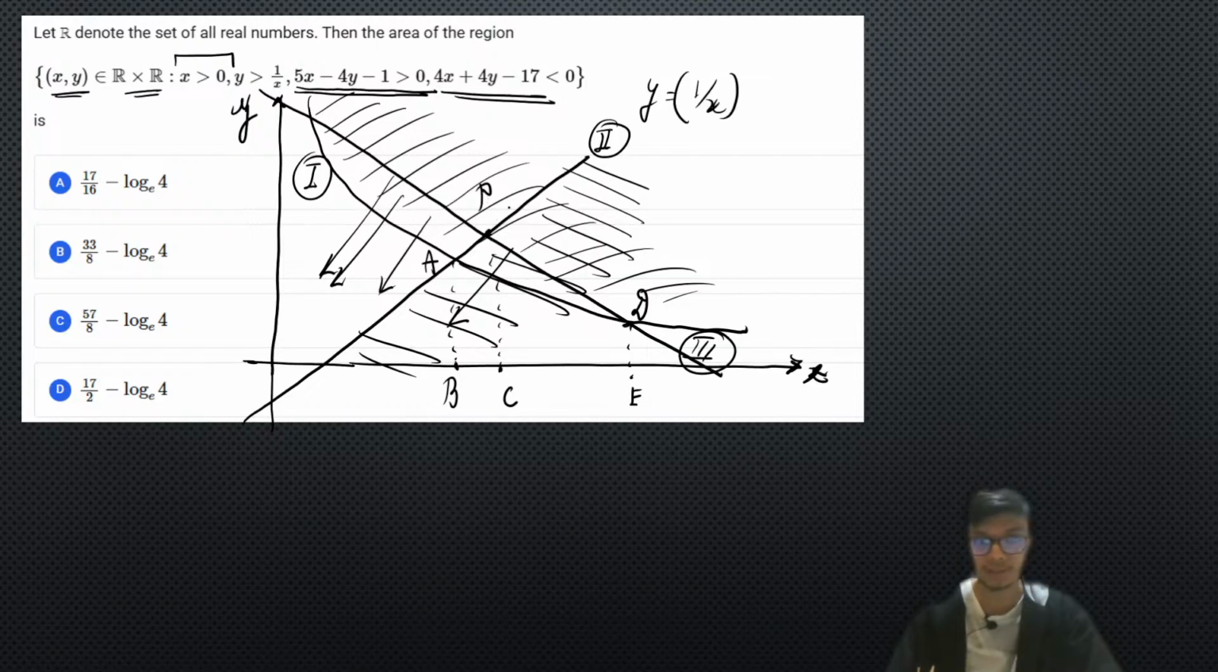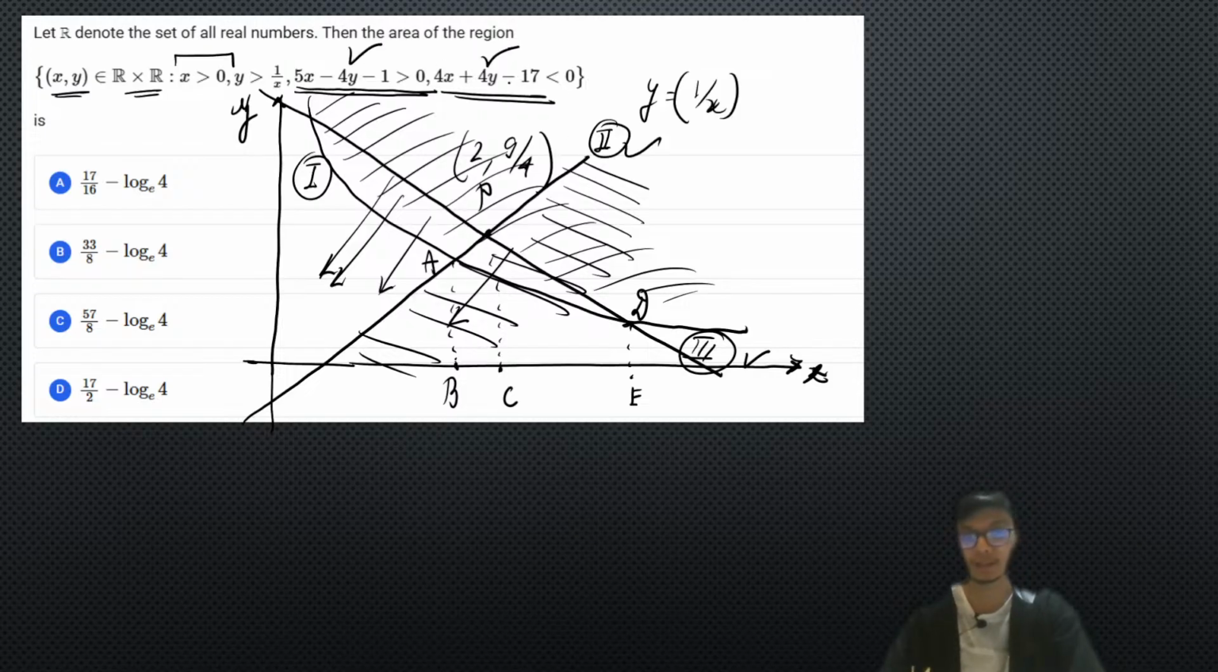Let's call this particular point of intersection P. Now if you find the intersection of line 2 and line 3, the point P will come out as (2, 9/4). So we will have the point P as (2, 9/4). It's very simple. You can just solve these equations to get the point directly, right?